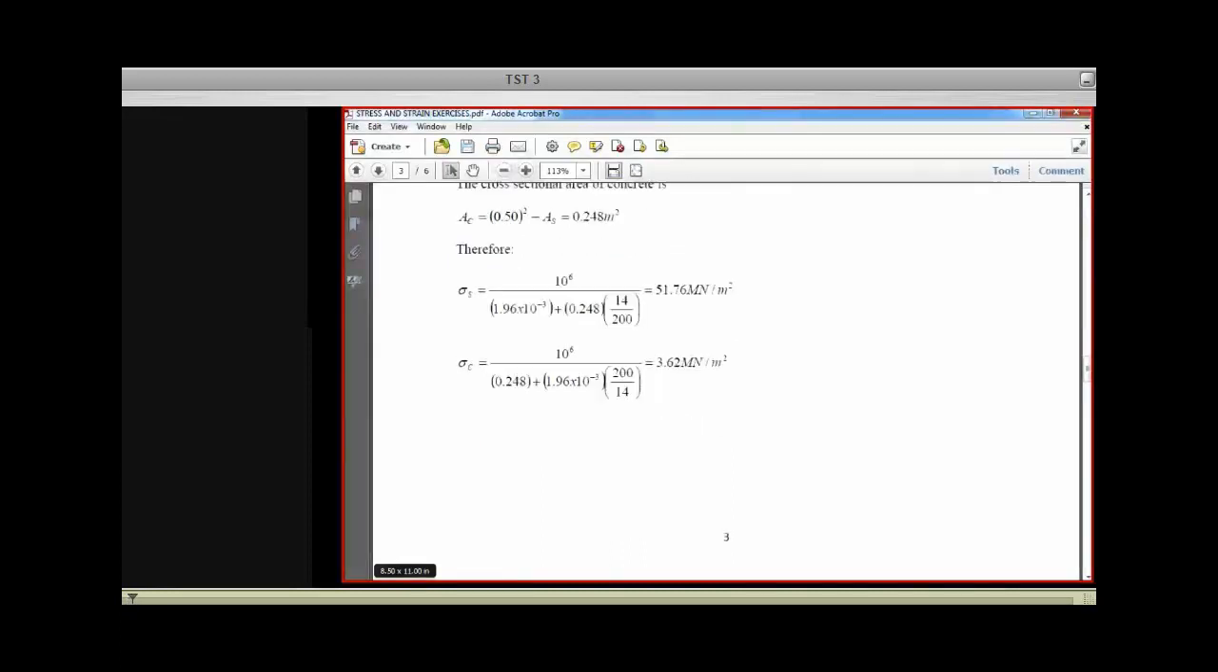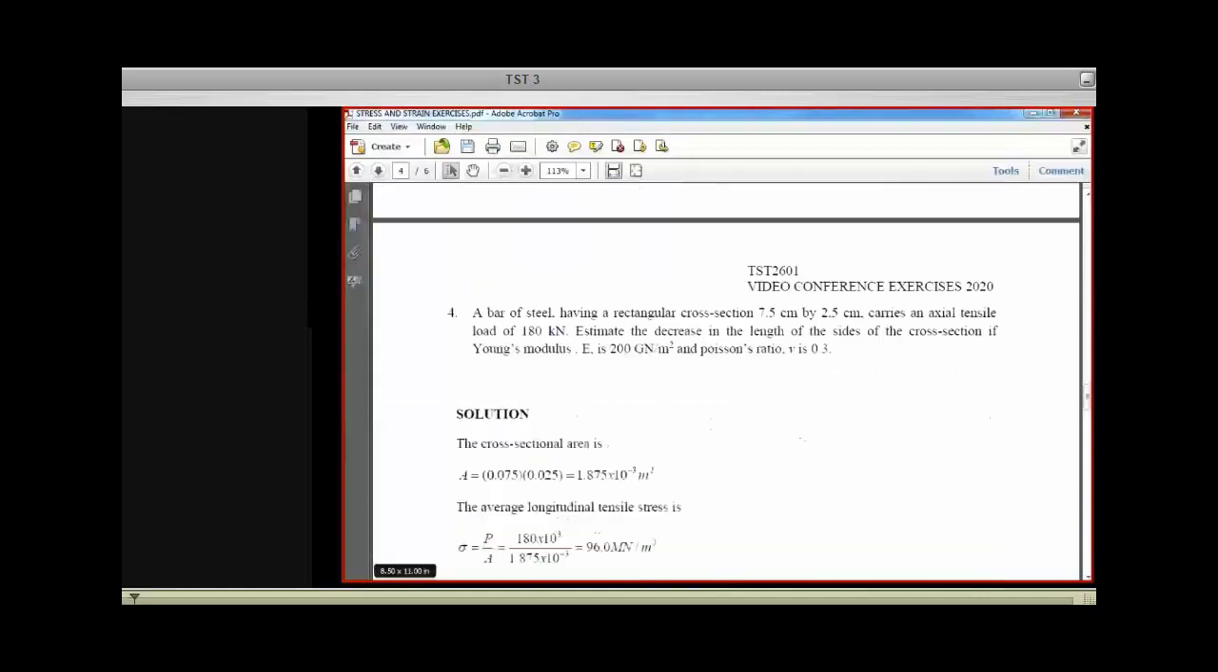So let's look at the next question. The next question says a bar of steel having a rectangular cross-section of these dimensions carries an axial tensile load of 180 kilonewton. Estimate the decrease in the length of the side of the cross-section if Young modulus is this, and if the Poisson ratio is given to be this.